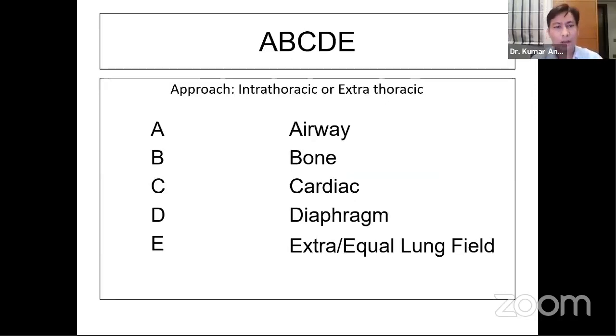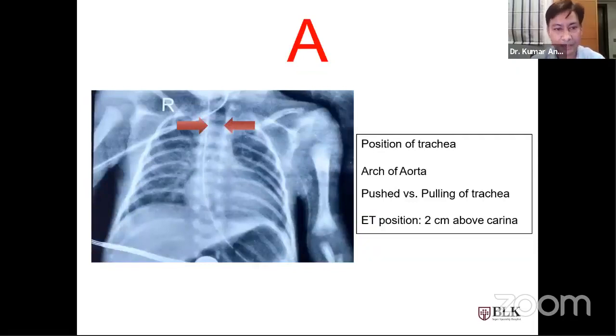Now, for the approach, we can follow this mnemonic: A for airway. Either we can start from the intrathoracic to the extrathoracic cage, or we can go from extrathoracic to intrathoracic. It depends on which way you want to discuss. I would prefer to go from intrathoracic to extrathoracic. So we look for airway, then B for bone, C for cardiac, D for diaphragm, and E for extra or equal lung fields. Let's see the A part, that means airway.